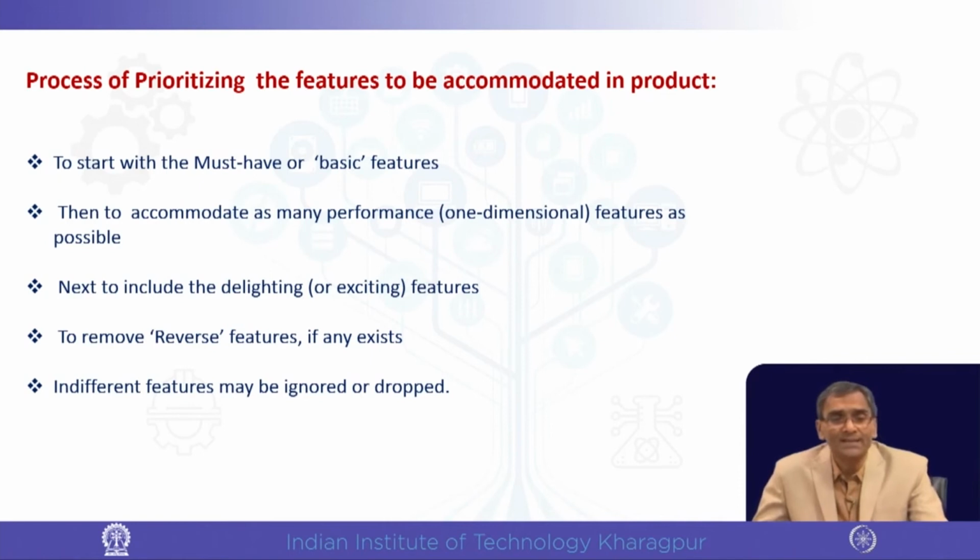Therefore, the process of prioritizing the features to be accommodated in a product. How do you do it? To start, we begin with the must-have or the basic features. First, they are to be accommodated in the product, whatever the must-haves are.